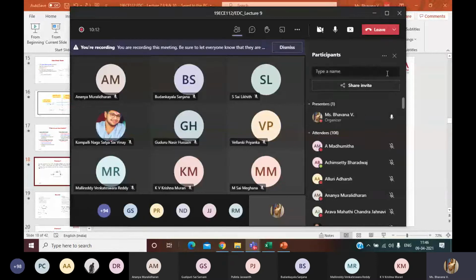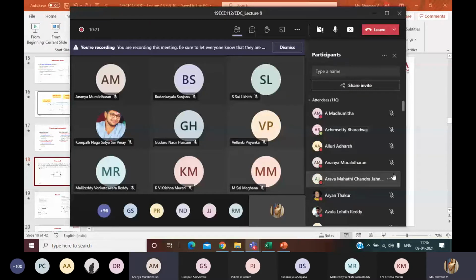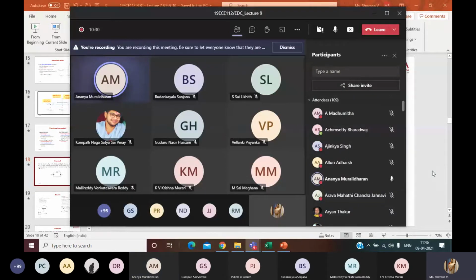In the equivalent circuit, it uses a battery as well as a resistor. So tell me, Ananya, what is another name for the piecewise linear model? Battery plus resistance model. Yeah, right. A battery plus resistance model.